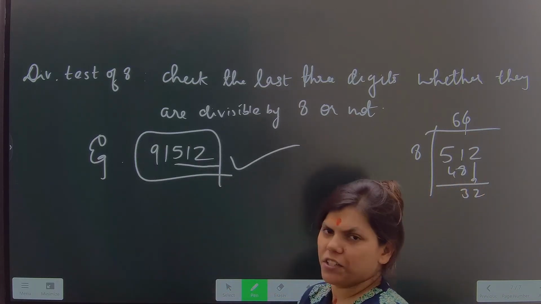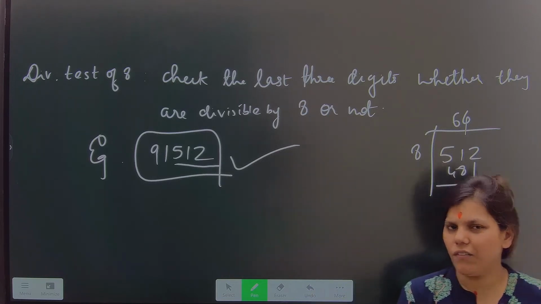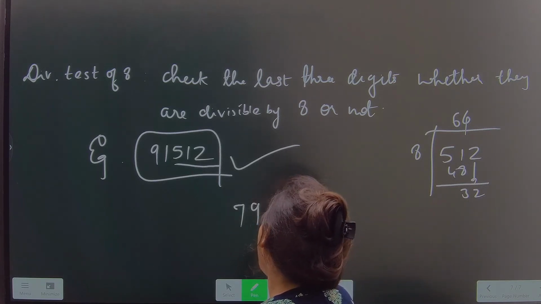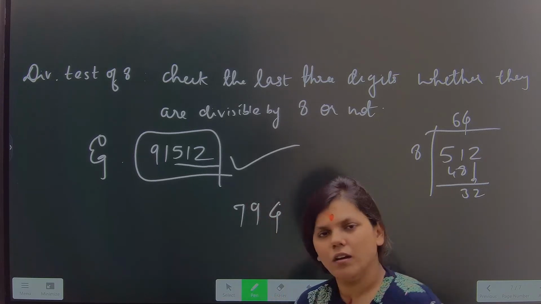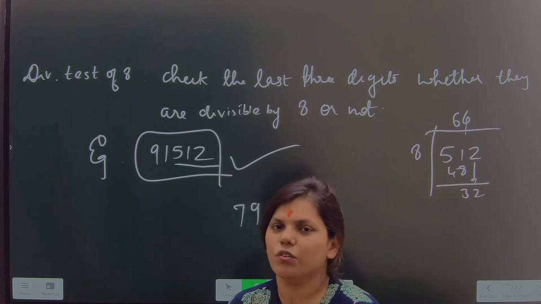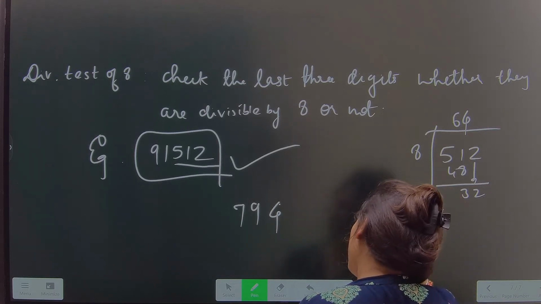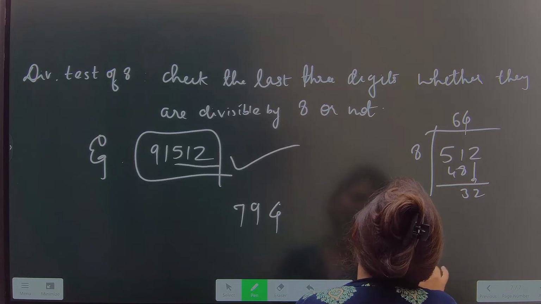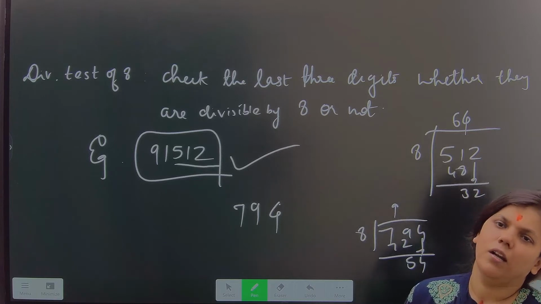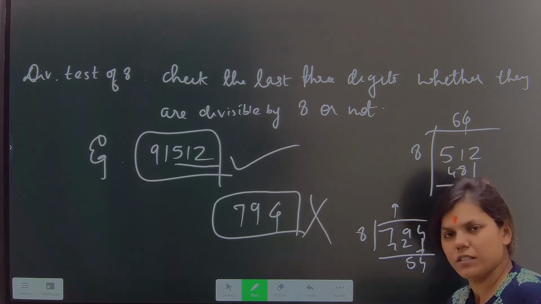If the number itself is only 3 digits, then what will we do? We will need to divide it. That's it. Let us say 794. So now this is a 3-digit number. You need to check whether it is divisible by 8 or not. So you need to divide it simply. So 8 nines are 72, remainder 5. 54. Does it come in 8's table? No, it does not. So this number is not divisible by 8.